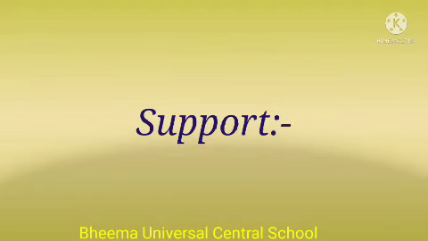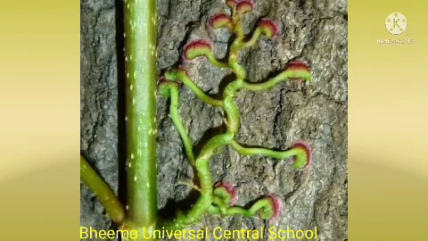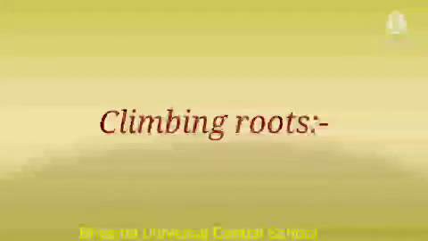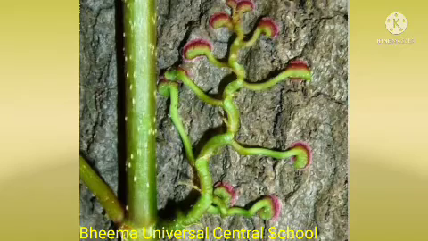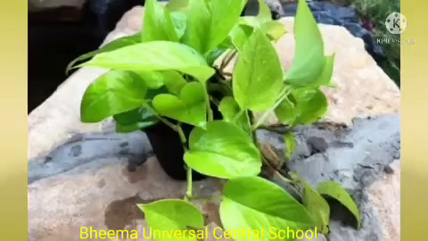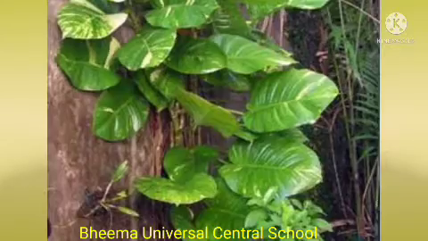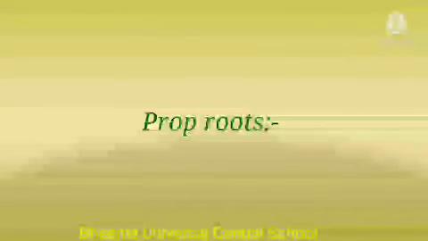Next is support. Roots also provide support to the plant. According to this, they are divided into two types, climbing roots and prop roots. First one is climbing roots. Roots of some plants help them to climb up a support such as wall, rock or tree. These are called climbing roots. Example, money plant.